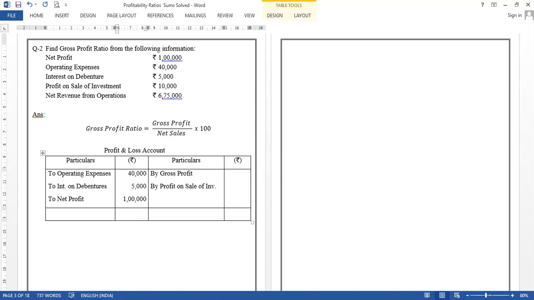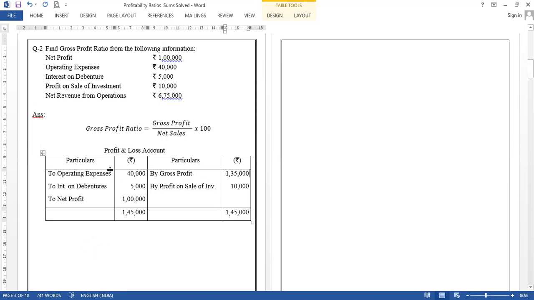Now profit on sale of investments, I need to credit it because it's a profit for me. So 10,000 is a profit. So out of these available amounts, now I need to get the total and the difference. The total on the debit side comes to 1,45,000, and let me place this 145,000. So the amount of gross profit will be rupees 1,35,000. This is a part of the working.